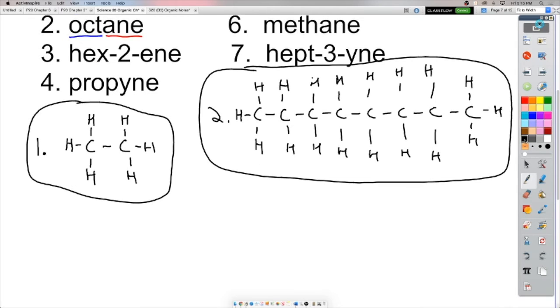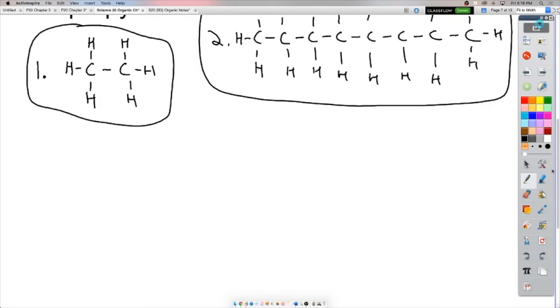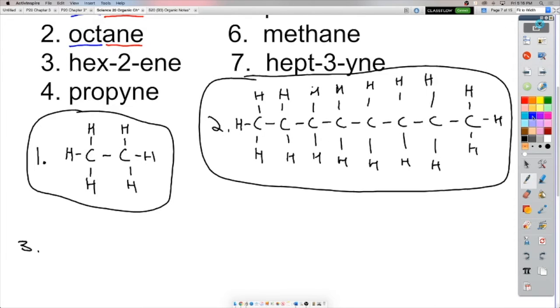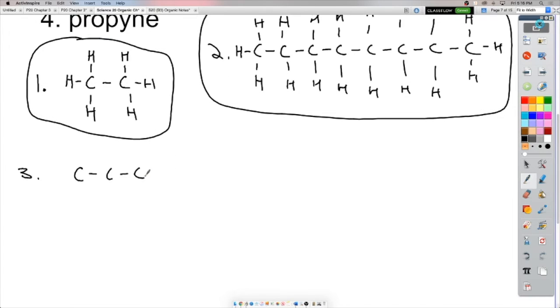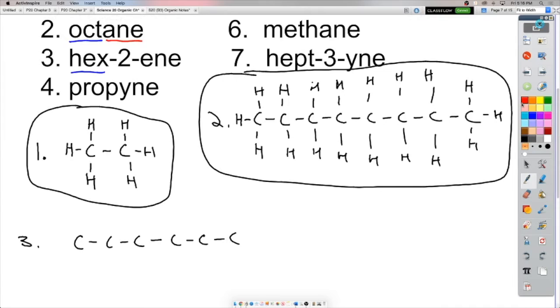Okay, number 3, hex-2-ene. So hex tells us 6 carbons. So let's start there. 6 carbons: 1, 2, 3, 4, 5, 6. There we go. Hex has been dealt with. Now we need to deal with ene. Well, specifically, we need to deal with 2-ene.